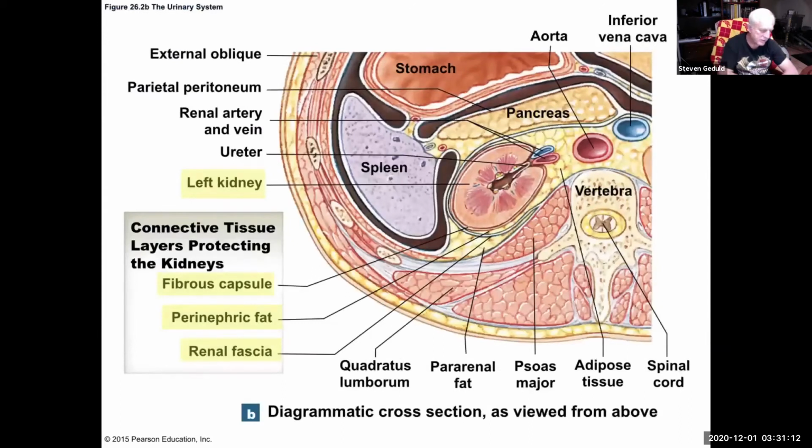This is your kidney, and you can see the different layers. Here's your fibrous capsule. This capsule surrounds the kidney here. The perinephric fat is a fat pad around it, and the renal fascia is a connective tissue that flows around that outside edge of it. Those are three layers that protect the kidney: the fibrous capsule, which is closest to the organ, the perinephric fat pad, and then the renal fascia, which flows around it, like the greater omentum that flows around and protects everything there.